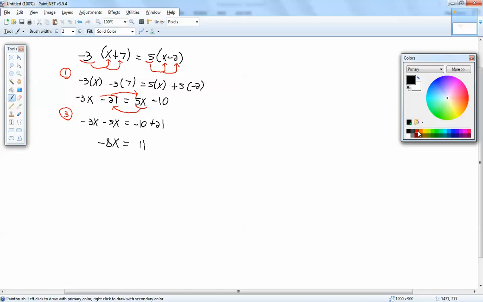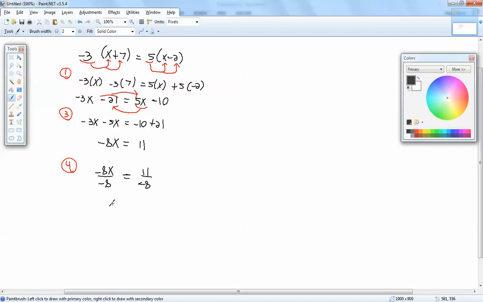Step 4. Divide both sides by the number in front of your x. Well, the number in front of our x is a negative 8, so I'm going to divide both sides by negative 8. So I got negative 8x divided by negative 8 equals 11 divided by negative 8.